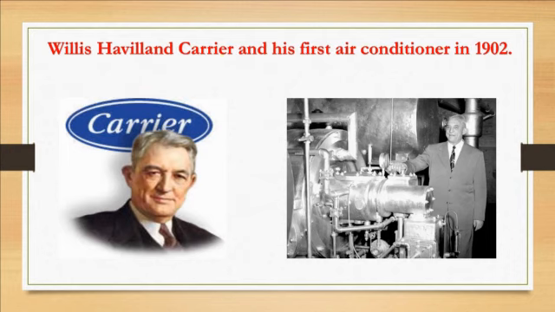The slide you're seeing now, this is the real guy, Willis Haviland Carrier, and his first air conditioner. You can see it was something very, very big. Definitely it was not portable. You could not carry it. But he came up with the idea of trying to regulate the heat and the humidity. Willis Haviland Carrier came up with the idea of the air conditioner in 1902.